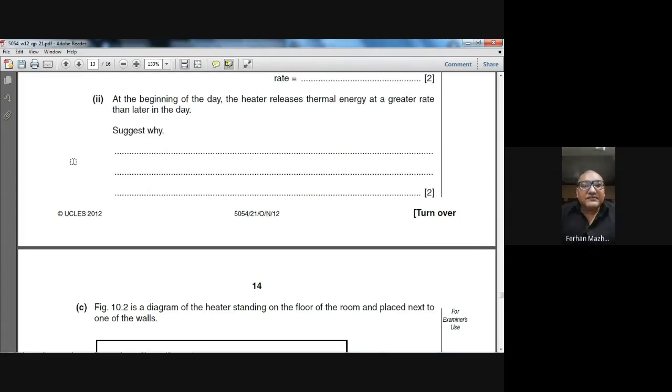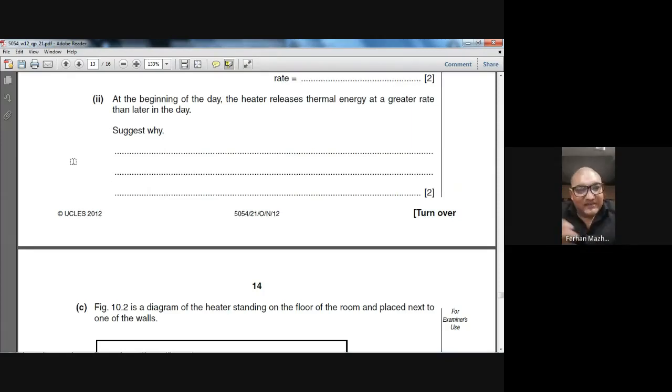Whenever you have a hot body in a cold surrounding, it will lose its thermal energy. The rate of loss of thermal energy depends upon the temperature difference between the hot body and the surrounding. In the beginning of the day, the bricks are at 96 degrees centigrade, and there is the room temperature. So the temperature difference between the brick and the room will be quite large. We say the temperature gradient will be larger. When the difference between the hot body and the cold surrounding is larger, the rate of the loss of the thermal energy is also very fast.